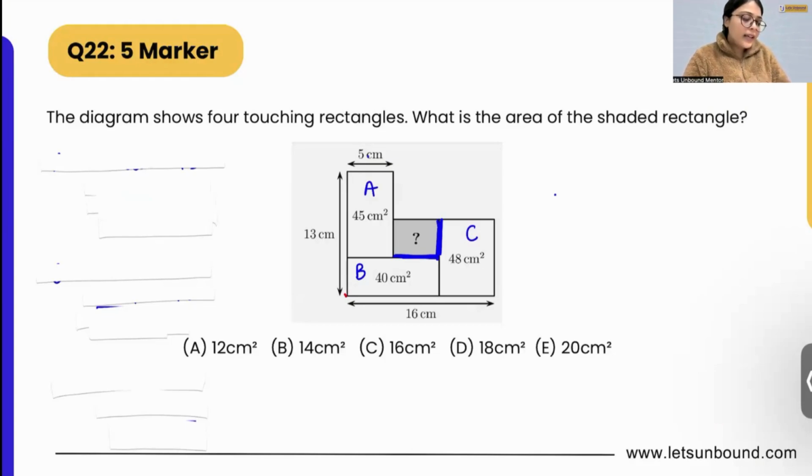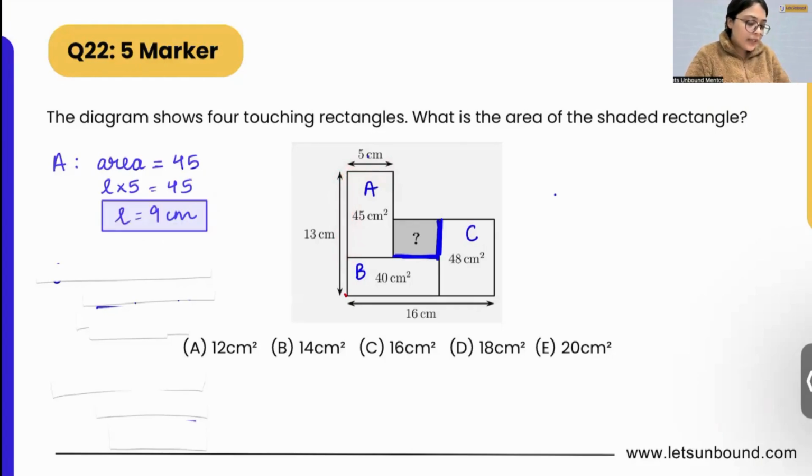As you can see, the rectangle A gives you some information about area, and that is 45 centimeters squared, right? Area is length times width. So we have L times 5 equals 45, because you can see that your width is given to you as 5 centimeters. So we can easily find the length by calculating this, and you can see length will be 9 centimeters. Let me quickly name it as 9 centimeters here.